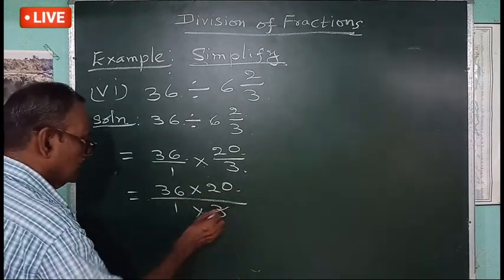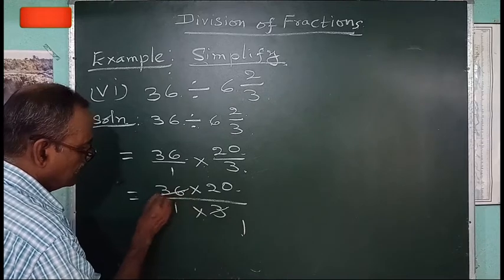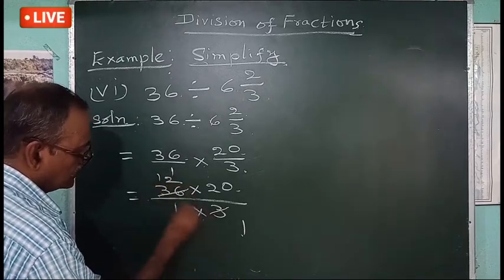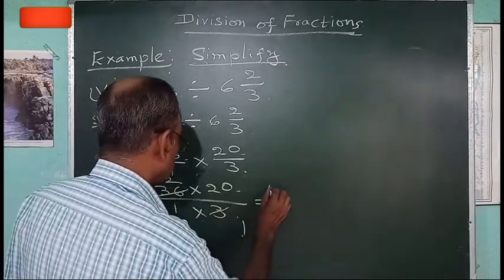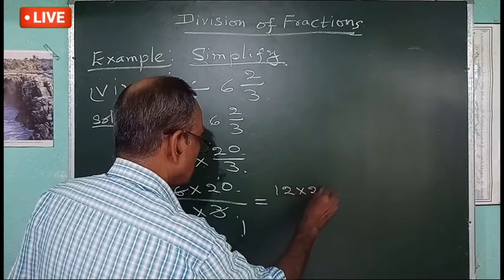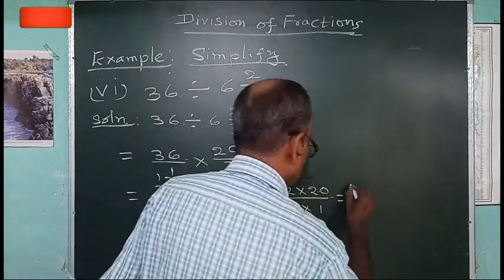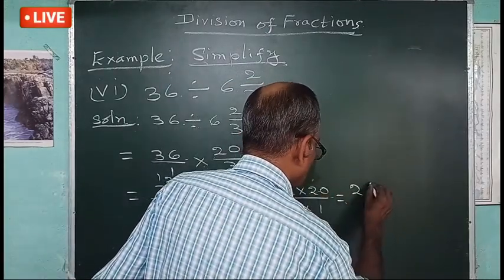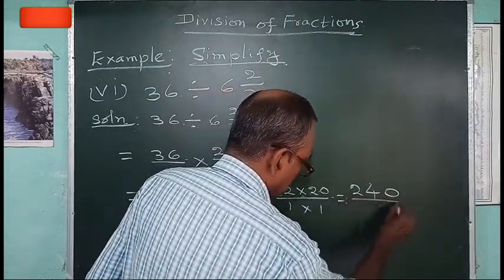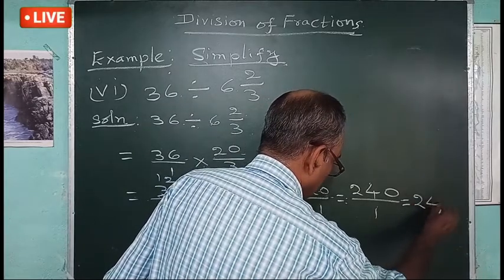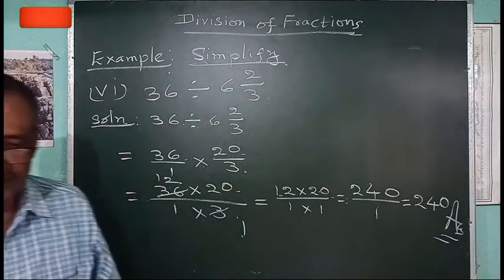So you cancel 3 and 36 by 3. 3 1s are 3, 3 1s are 3, 3 2s are 6, 12 3s are 36. So 12 into 20 and 1 into 1 is 1. Now multiply. 12 2s are 24 and 1 zero. You write 240 by 1. That is equal to 240, the answer. So in this way you can solve this sum.